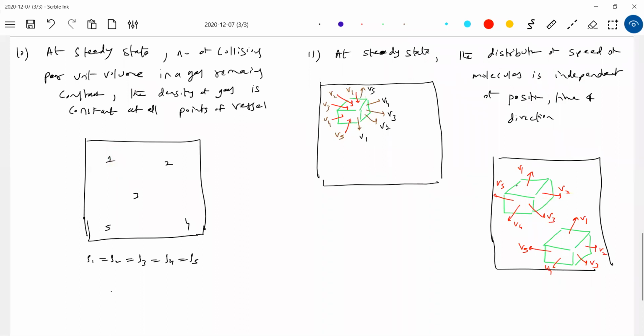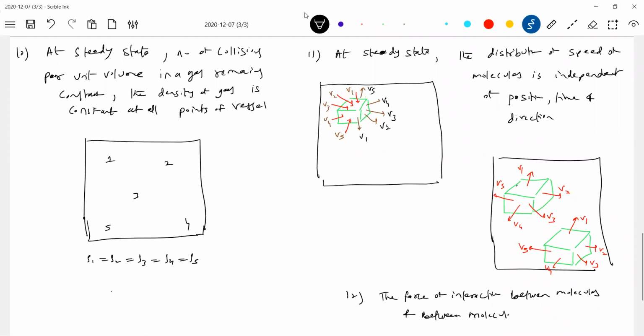Okay, getting this one. So what we are going to say, pressure of gas is understood. Everywhere pressure will be P. No force of interaction between molecules and between molecules and wall are negligible.